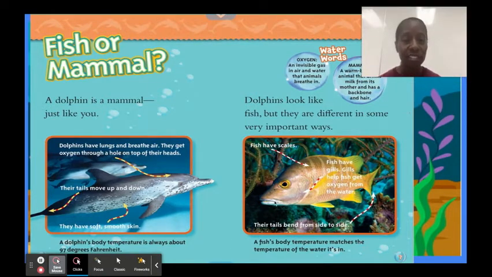Let's look at this caption here. Fish have scales, and so that's a label. It's showing us where the scale is. Fish have gills. Gills help fish get oxygen from the water. I'm right here. Their tails bend from side to side. A fish's body temperature matches the temperature of the water it's in. So do you see, scholars, how the labels and the caption give us more detail?